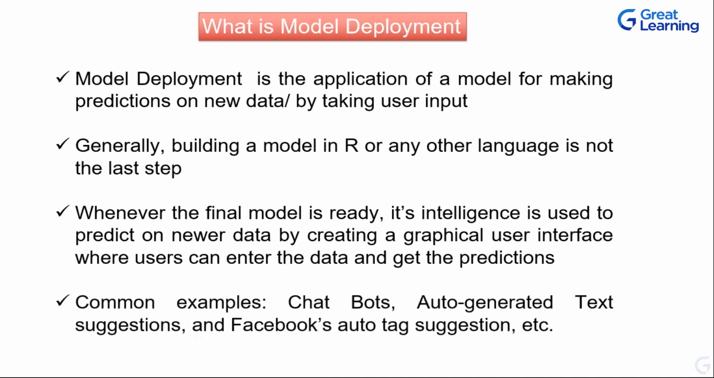Some common examples, and I'm sure all of you are well versed about this: chatbots, auto-generated text suggestions, and Facebook auto text suggestions. These are some of the platforms which have already been developed, and these platforms use the input given by the user to do a prediction.